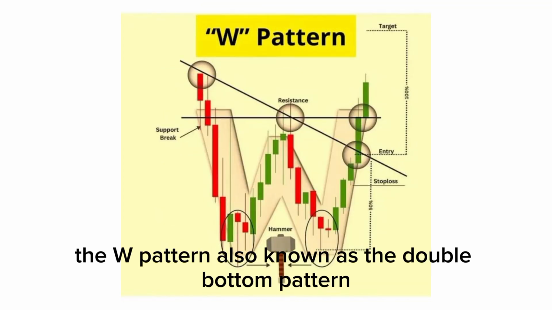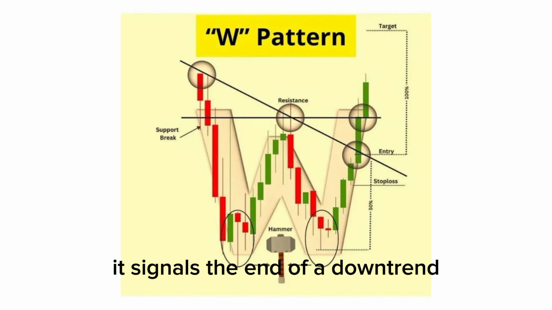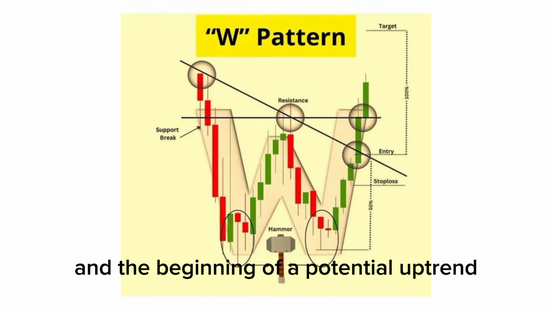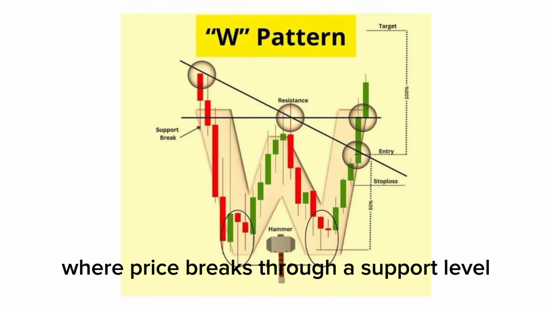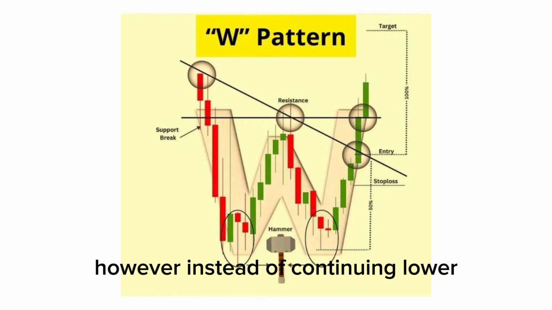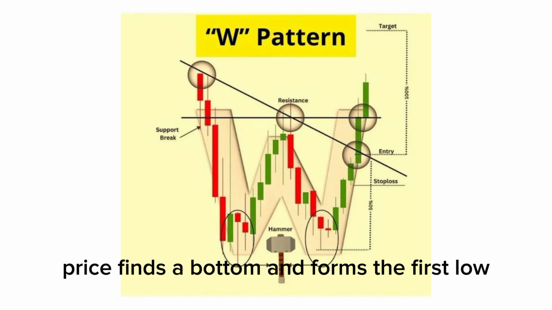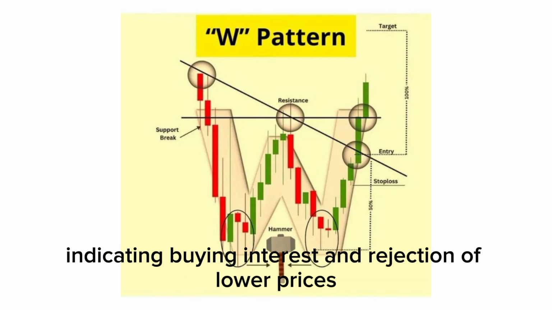The W pattern, also known as the double bottom pattern, is a bullish reversal formation in price action trading. It signals the end of a downtrend and the beginning of a potential uptrend. The pattern begins with a strong downward move where price breaks through a support level, showing sellers in full control. However, instead of continuing lower, price finds a bottom and forms the first low. At this level, candlestick signals like a hammer often appear, indicating buying interest and rejection of lower prices.